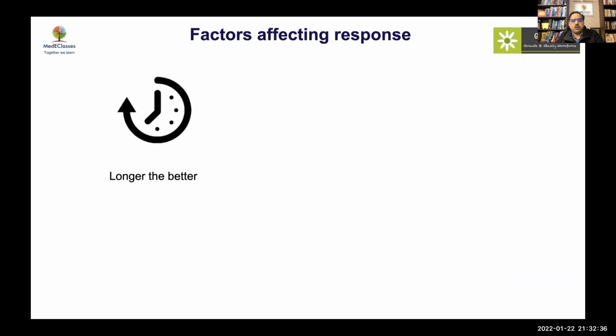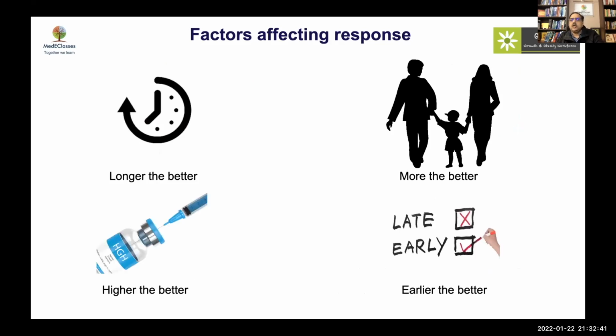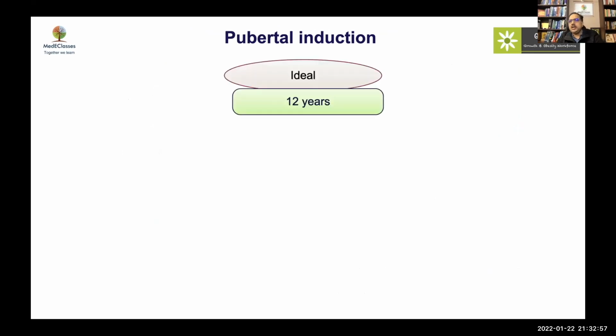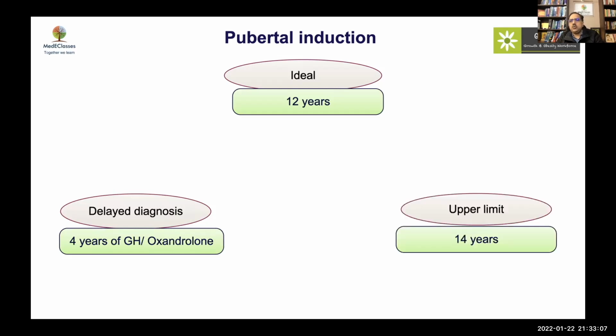If you give growth hormone for a longer period, with a taller parent, higher dose, and earlier, you will have a better response, which will happen with Turner syndrome in that perspective. One big question: most of the girls who present to us actually present with short stature and delayed puberty, presenting late. When should we do our pubertal induction? Ideally, it should be at 12 years, but if the diagnosis is delayed, we would expect 4 years of growth hormone response will be better in that perspective, and don't delay beyond 14 years. It's not going to benefit.